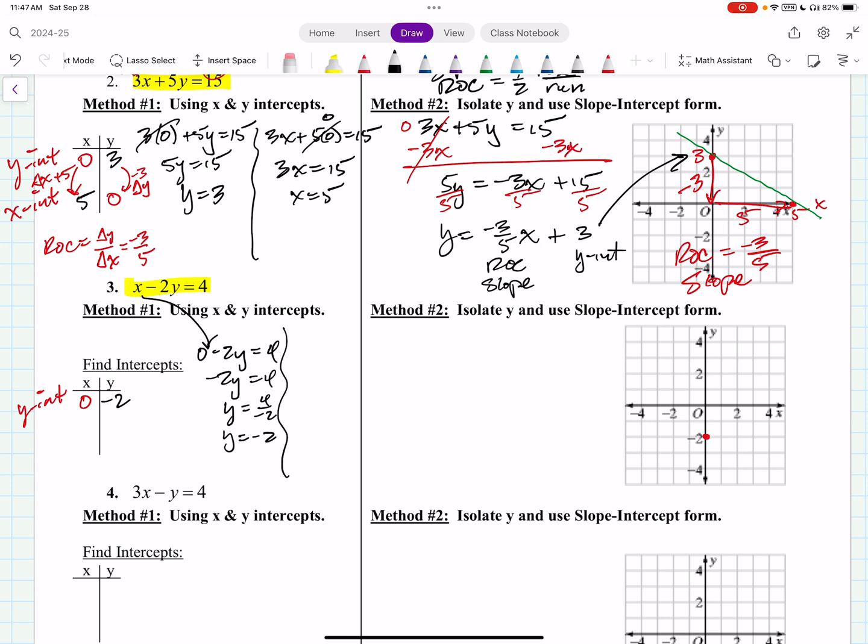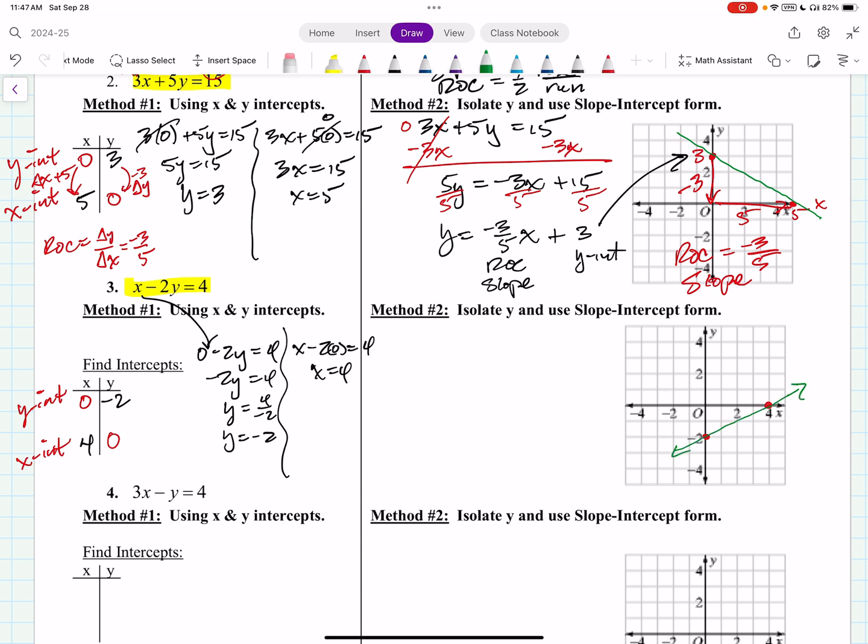All right, and now next, you have to put in 0 for y. And then you got to solve for x, which gives you your x-intercept. All right, so here we go. We have x minus 2 times 0 equals 4. Well, that just gives you x equals 4. All right, and so you plot that. So 4 units right, and there you go. You got your line.